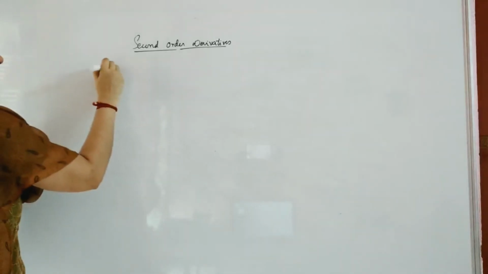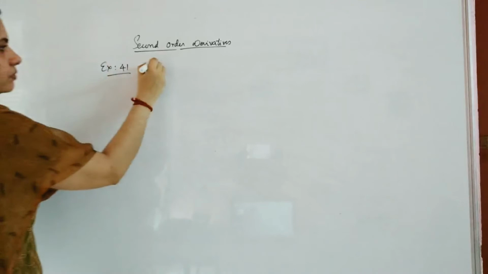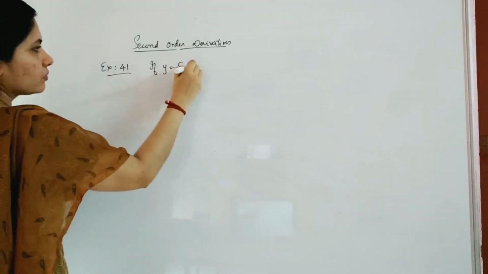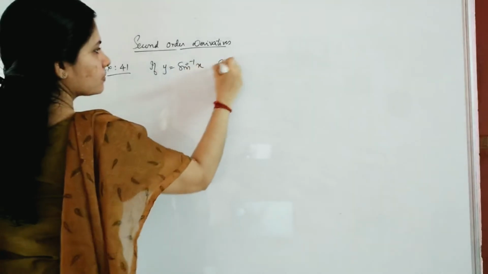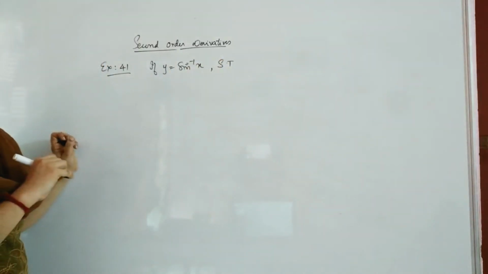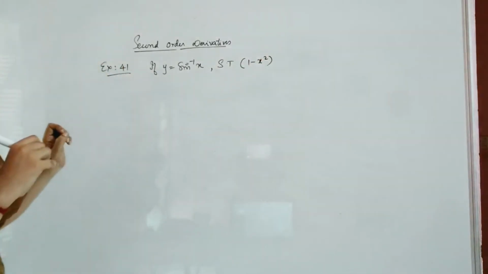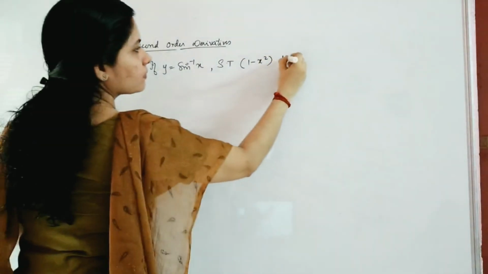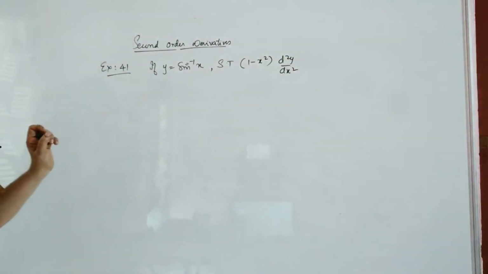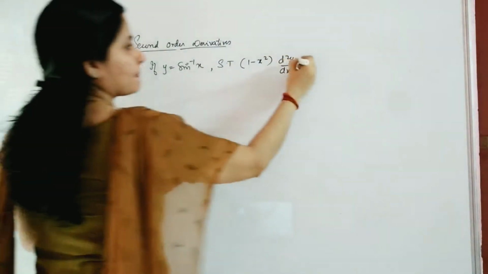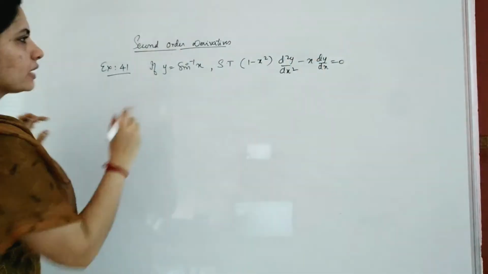If y is equal to sin inverse x, show that (1 minus x square) into d square y by dx square minus x into dy by dx is equal to 0. Okay.